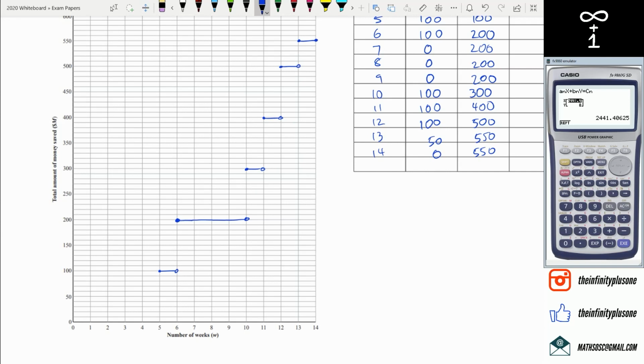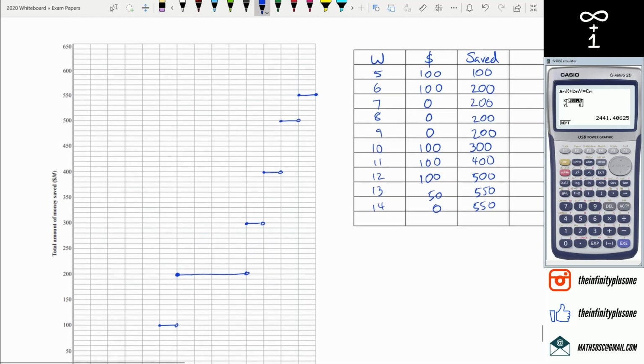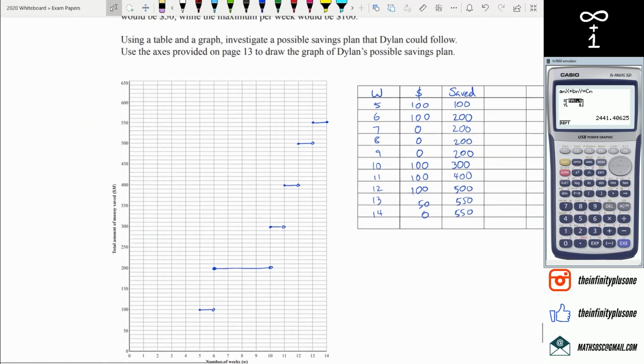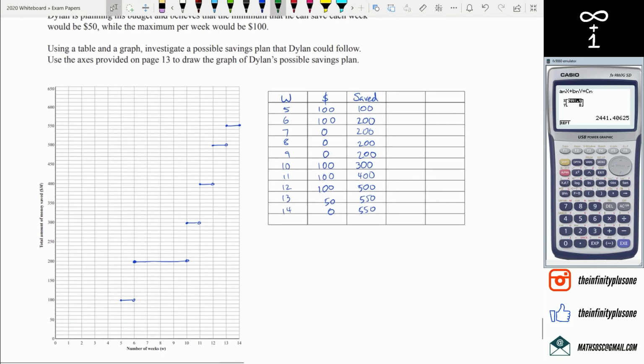All right, guys, so that's basically it for this question. We don't really have to do anything else. We've done the graph, we've done the table, and we've given a clear, valid representation of the plan, which is basically the table itself. So that is going to get you an excellence grade. And we are pretty much done for this paper.